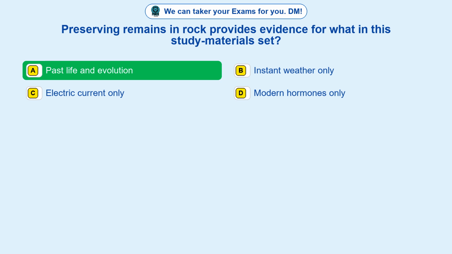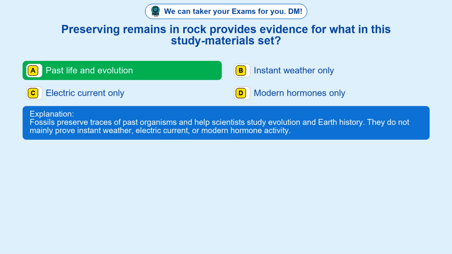Past life and evolution. Fossils preserve traces of past organisms and help scientists study evolution and Earth history. They do not mainly prove instant weather, electric current, or modern hormone activity.